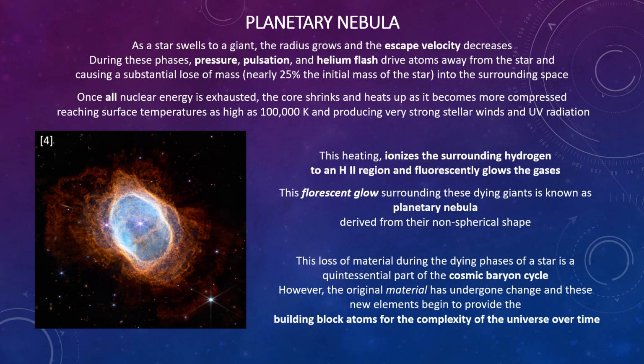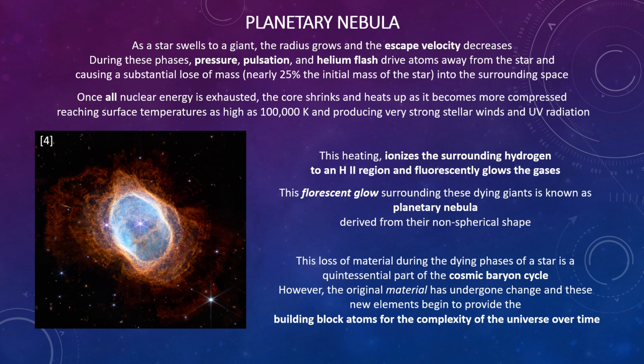As stars get more massive in their later stages and they swell up to their giant sizes, as that radius grows, the escape velocity decreases. And so during these phases, the pressure and the pulsation and the helium flash all drive material and atoms away from the star, which causes a substantial loss of mass. This can be up to nearly 25% of the initial mass of the star, and all of that mass then goes into the surrounding space.